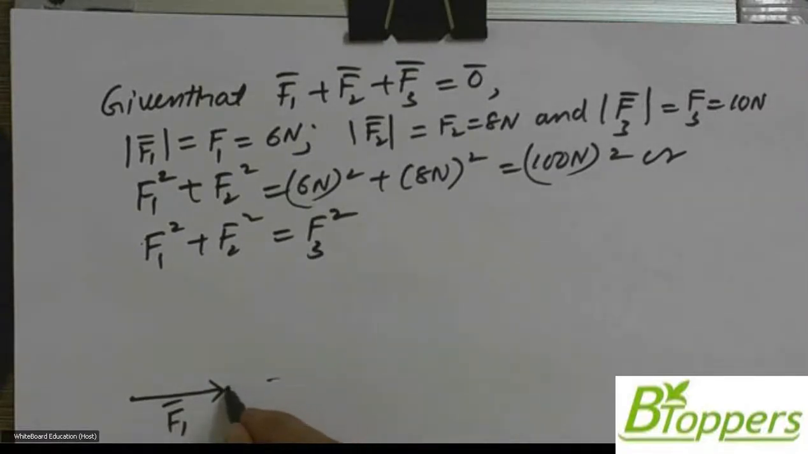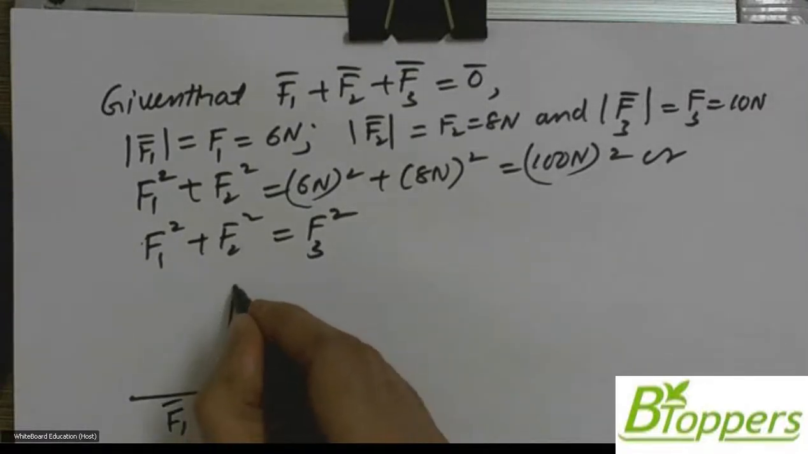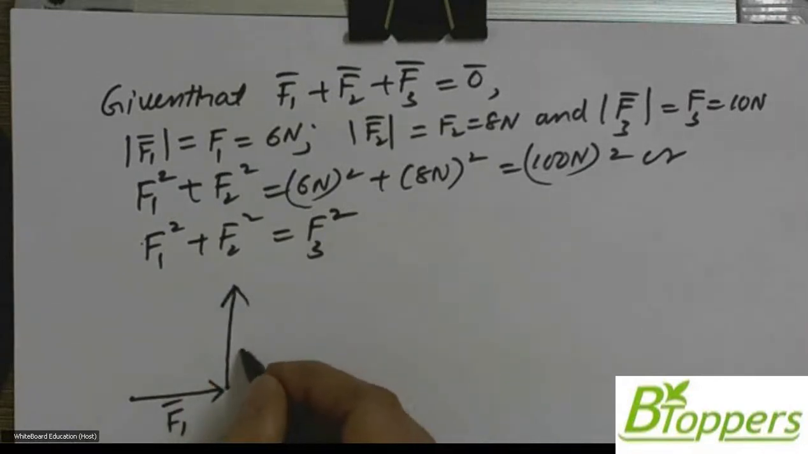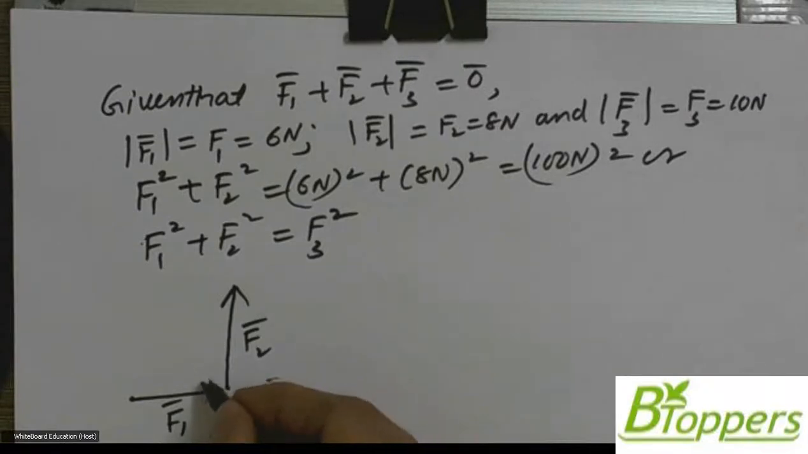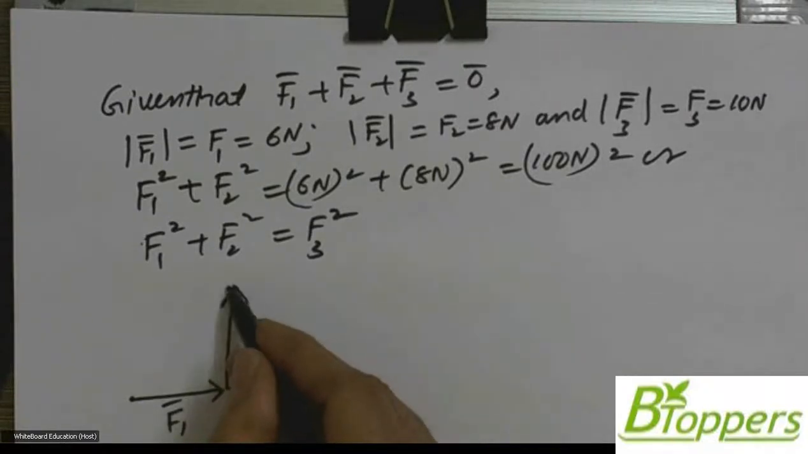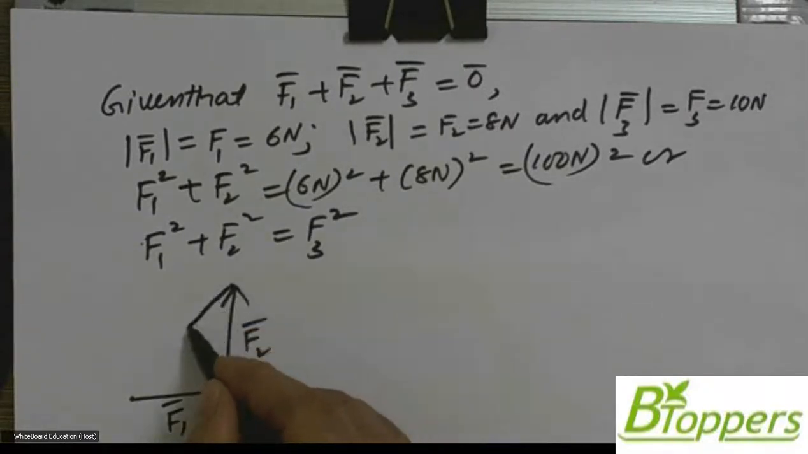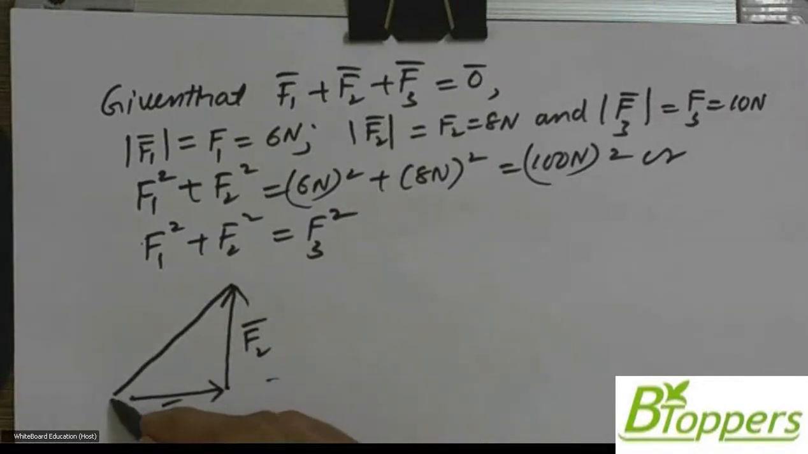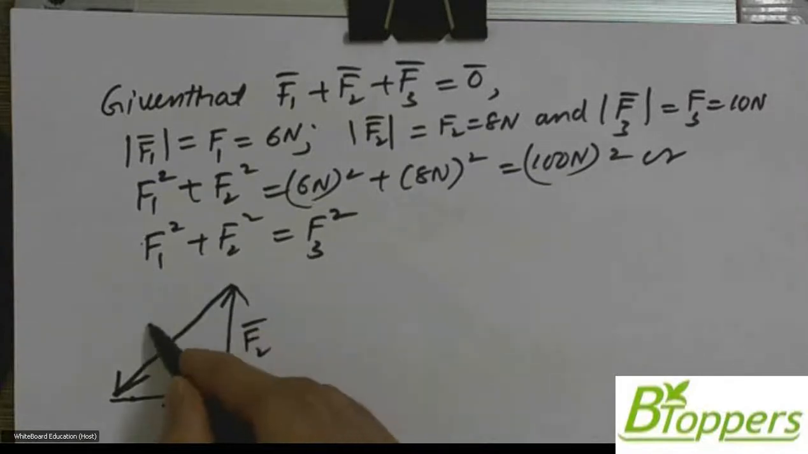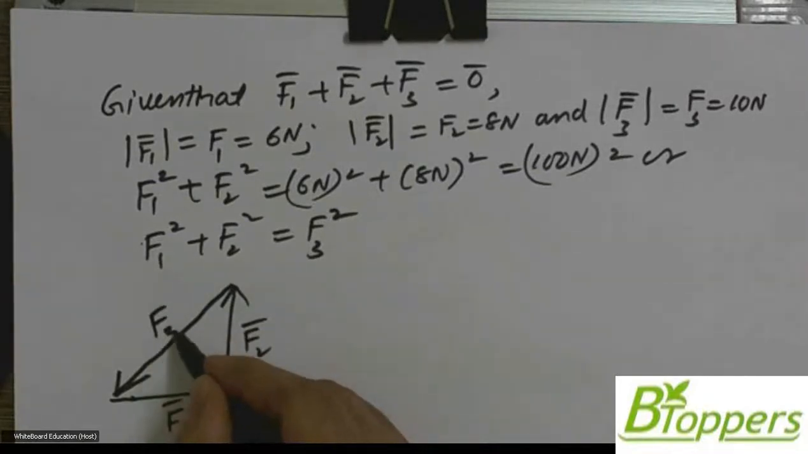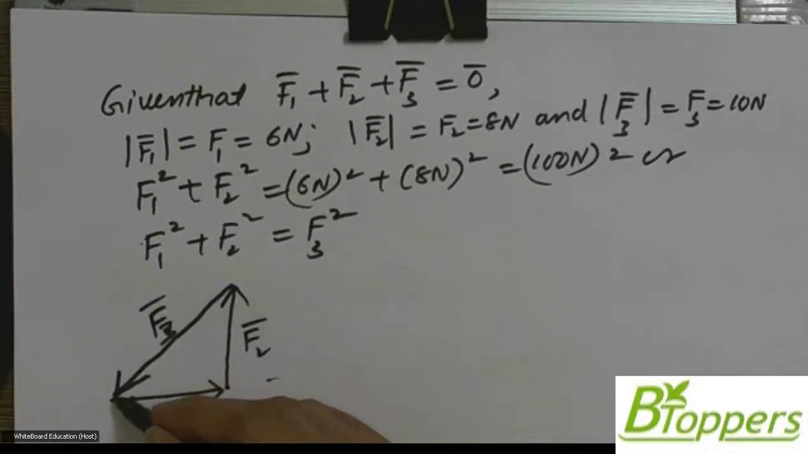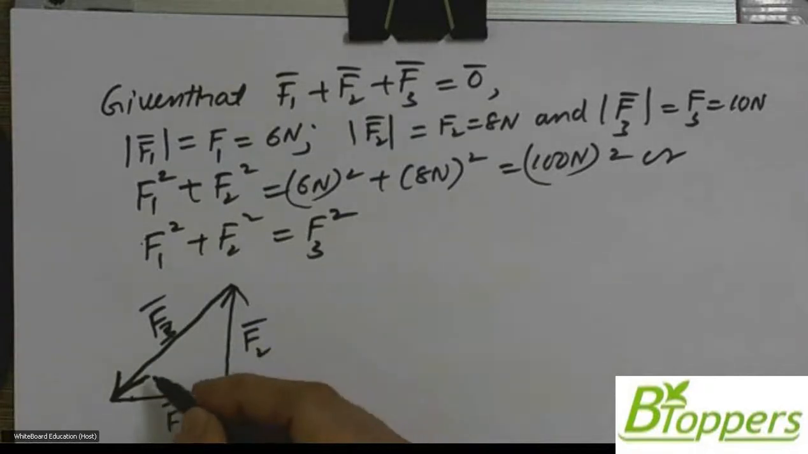F1 bar, F2 bar, that is tail of second force F2 bar is attached to the head of the first force F1 bar, so that they are in the same order. And tail of the third vector is attached to head of the second vector. And tail of the first vector is attached to head of third vector.